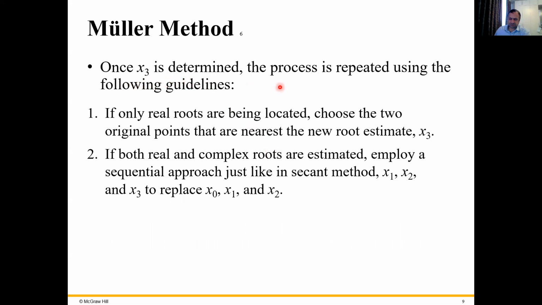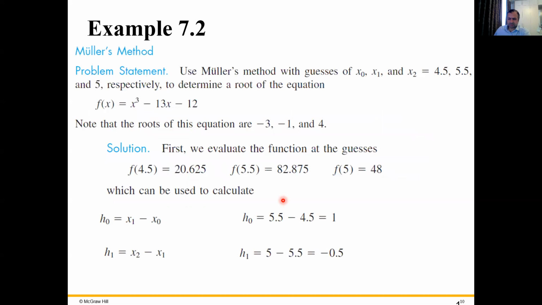So once x3 is determined, the process is repeated using the following guidelines. If only real roots are being located, choose the two original points that are nearest the root estimate x3. And if both real and complex roots are estimated, employ a sequential approach, just like in the secant method. So x0, x1, and x2 are replaced by x1, x2, and x3. I think this process can be made clear if we perform it with the help of one example.